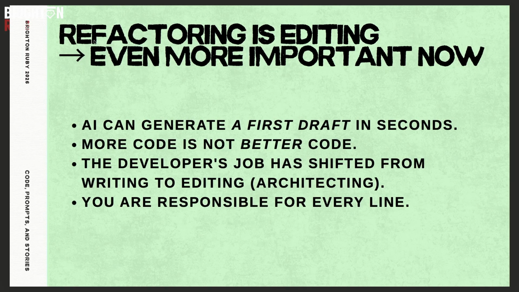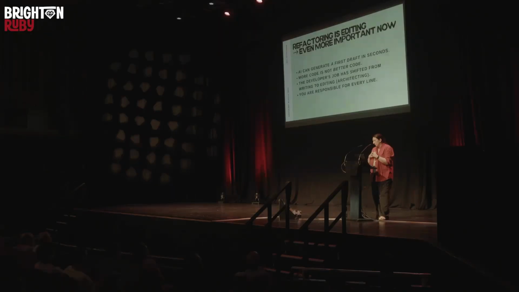And we're shifting more towards architecting. This is, I think, similar to what was mentioned in the first talk today as well. And we are still responsible for every line. With code generation, we should not forget that it is our responsibility to make sure that it works and that everything is still correct, and that only the parts that we need are there. We don't need to over-engineer things when we don't have to.